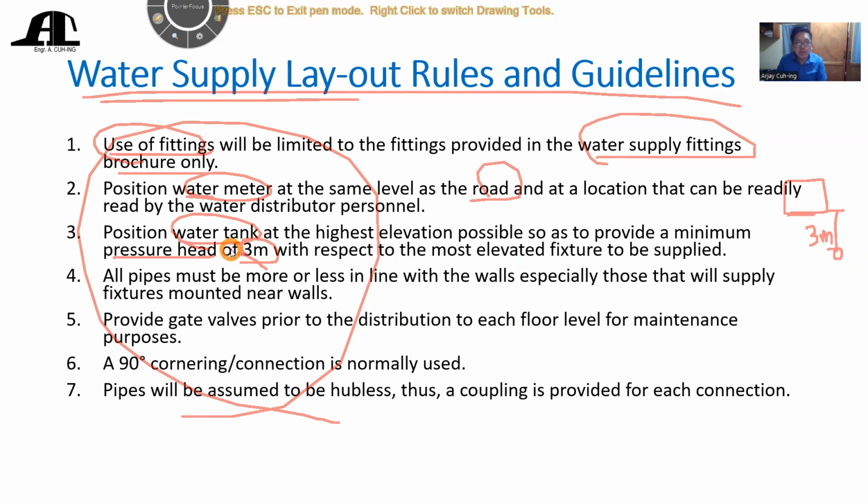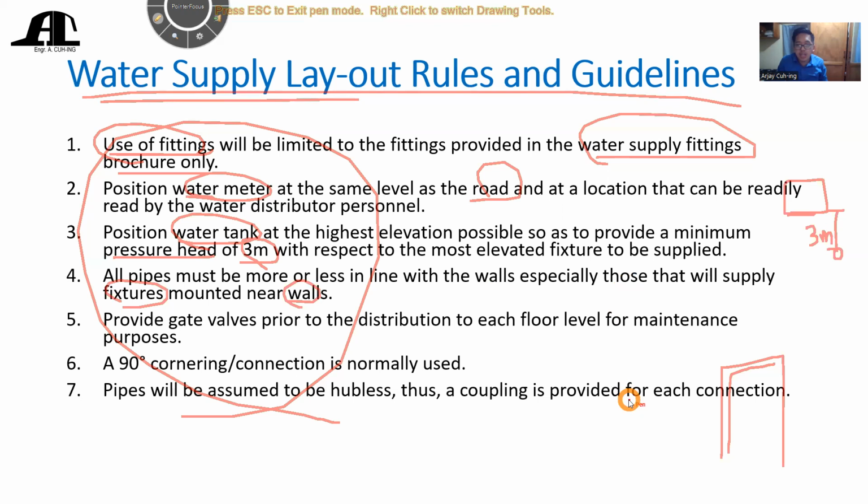Okay? Rule number 4, class, all pipes must be more or less in line with the walls. So kung yung building natin, medyo consider yung walls niya kung saan natin i-layout yung pipes. Bakit? Kasi we have fixtures mounted near walls. Okay? So syempre ayaw naman natin na yung piping natin lalabas siya, nakalitaw siya kumbaga. Okay? So mas maganda i-inline natin sa walls.